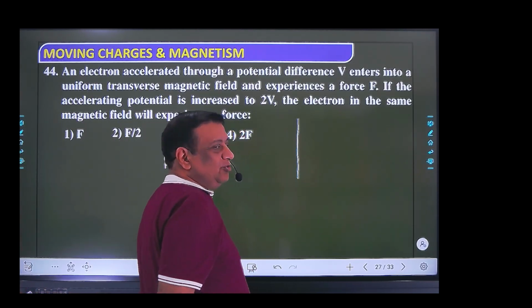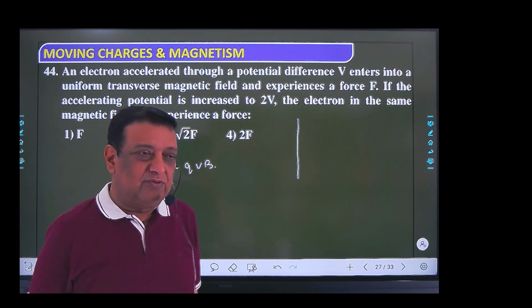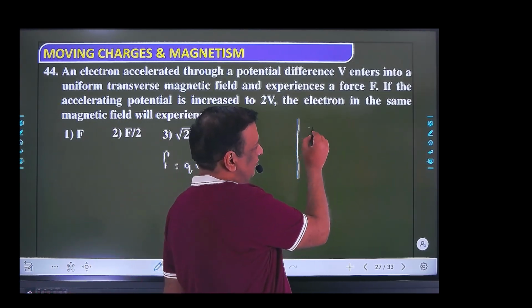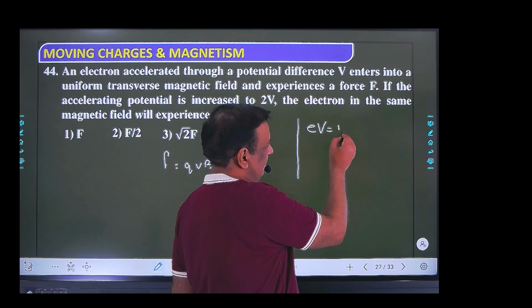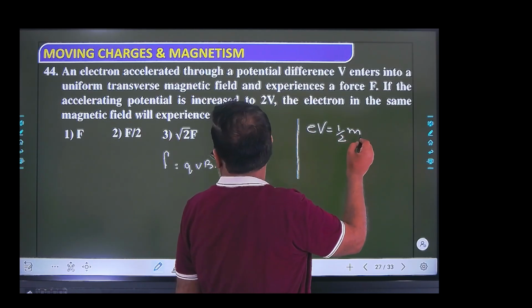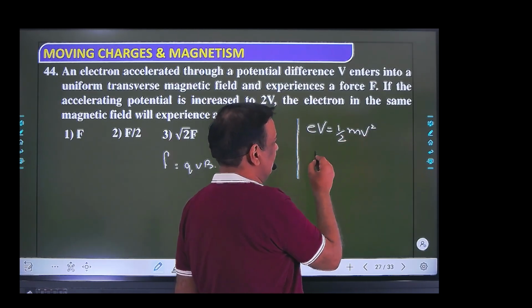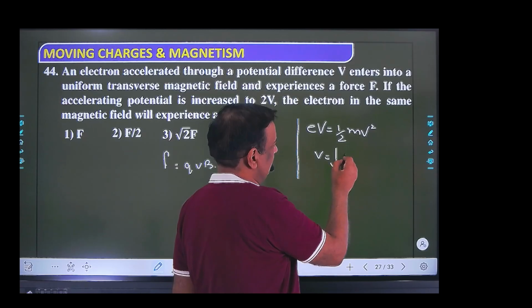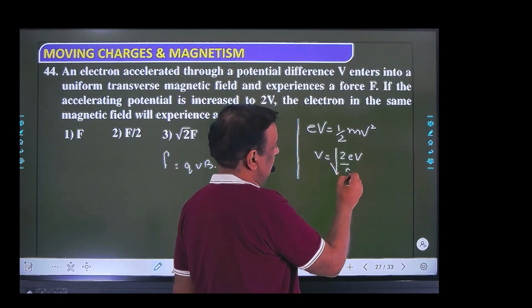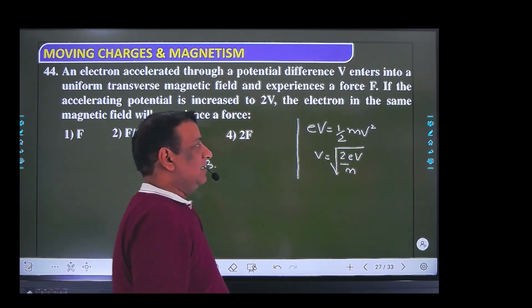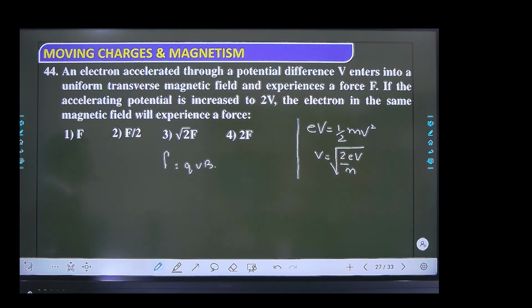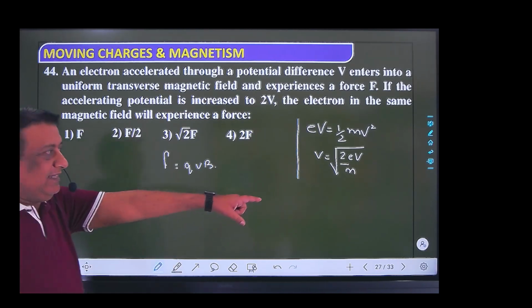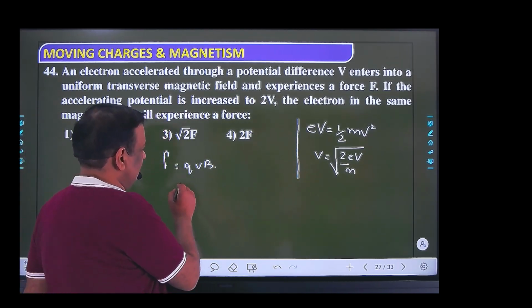If it's accelerated through potential difference V, velocity कितनी हो जाएगी? जितनी potential energy कम हुई, उतनी kinetic energy increase करेगी. So speed is under root 2eV by m. Potential energy का formula, क्योंकि जितनी potential energy कम होगी उतनी kinetic बढ़ेगी. ये वैल्यू इधर सब्स्टिट्यूट कर दो.